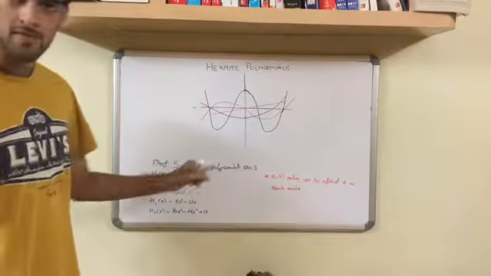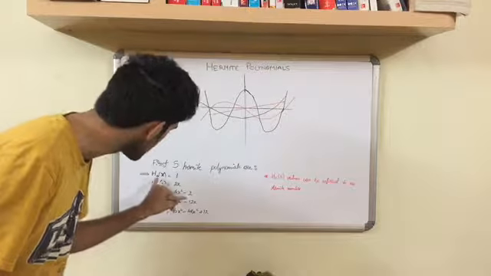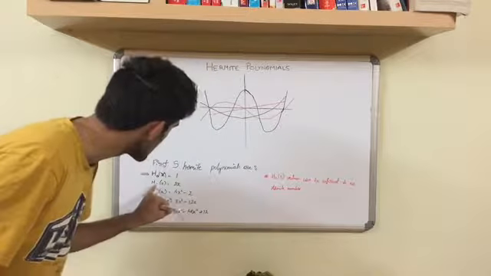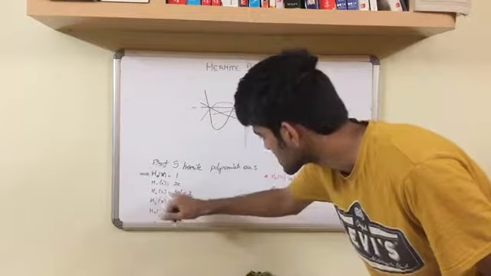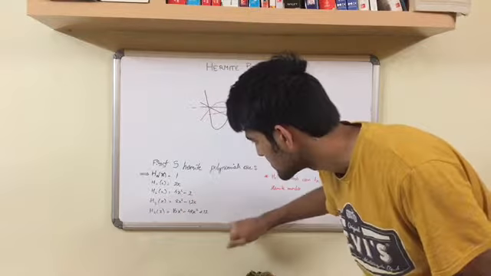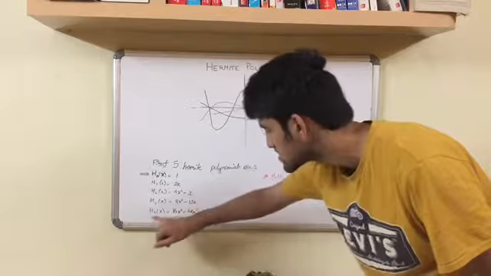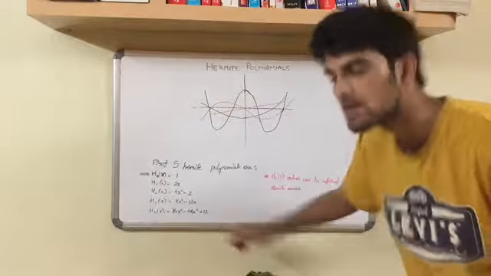The first five Hermite polynomials are written below here. H0 of x is equal to 1. H1 of x is equal to 2x, and H2 of x is equal to 4x squared minus 2. H3 of x is equal to 8x cubed minus 12x. H4 of x is equal to 16x power 4 minus 48x squared plus 12.